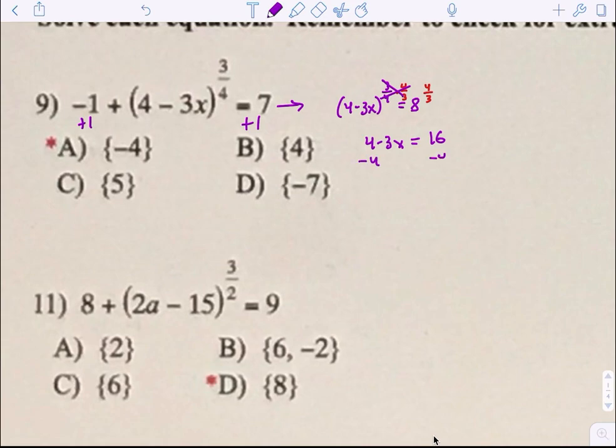Subtract 4 from both sides. Negative 3x is equal to 12. Divide both sides by negative 3. x is equal to negative 4. The answer is A.